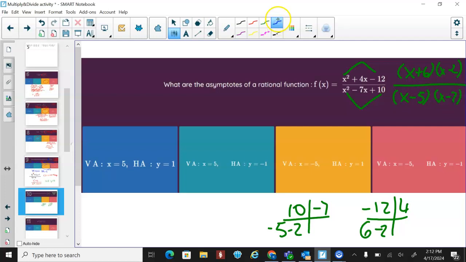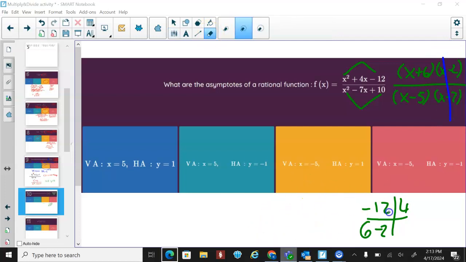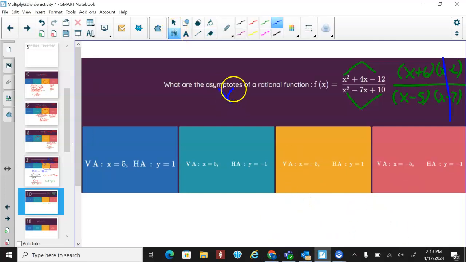And again, our hole, so repeated factor, it's x minus 2. So we're not going to use that factor to figure out our asymptote, okay? That's our hole. So what we have left, we got x plus 6 here over x minus 5. So our asymptote is what's on the bottom, okay? And we're going to set this vertical asymptote equal to 0, so x cannot equal 5, okay? Now again, this is our vertical asymptote.